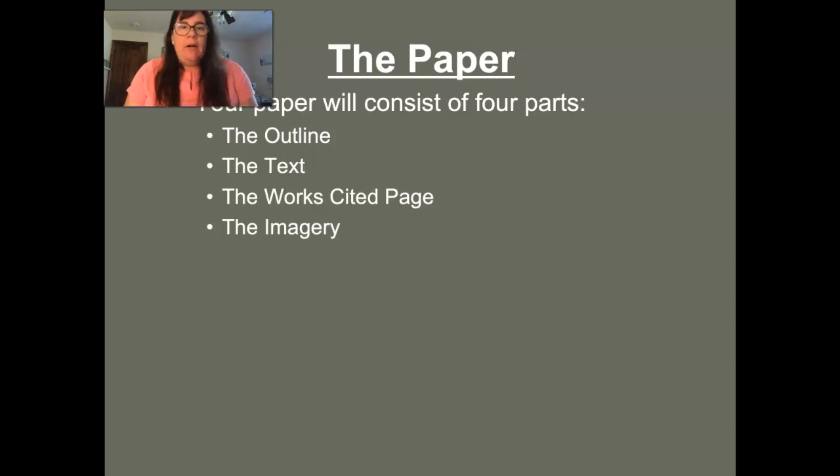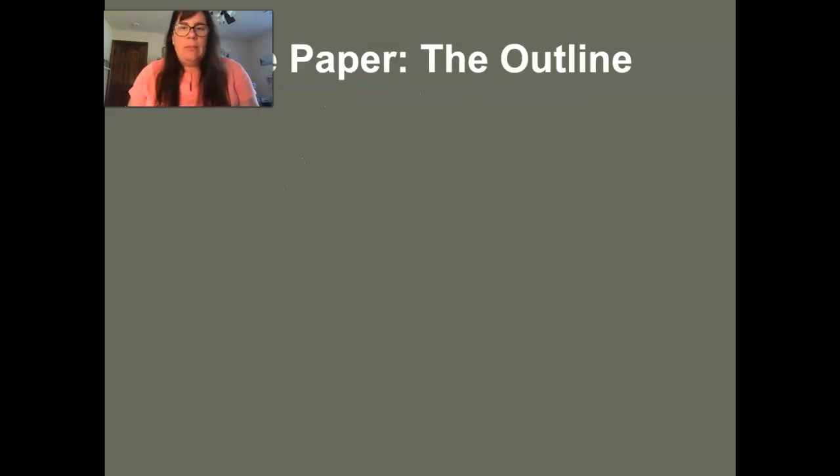Okay, so your paper will consist of 4 parts: the outline, the text, the works cited page, and the imagery. So you're going to have 4 separate parts for just the paper, just the written paper part. So the paper, the outline is the first thing that you're going to be doing.